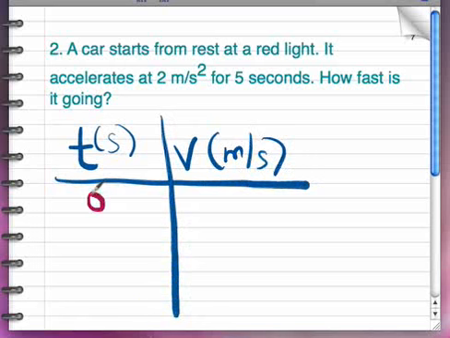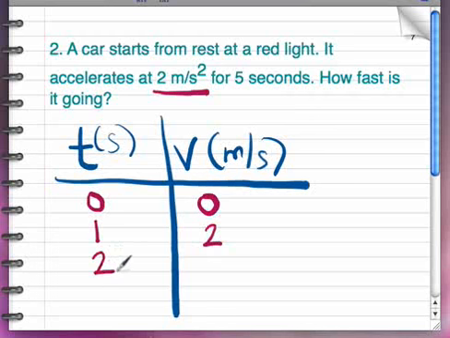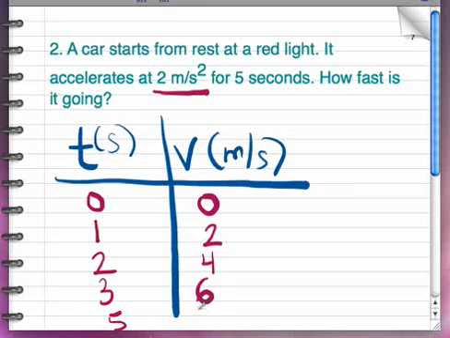So at time of 0, the speed is 0. If the acceleration is 2 meters per second squared, that means the speed increases by 2 meters per second every second. So at 1 second, the speed is 2. At 2 seconds, the speed is 4. At 3 seconds, the speed is 6. I'm running out of space here. At 4 seconds, the speed is 8. And at 5 seconds, the speed would be 10 meters per second. So the answer is 10 meters per second.